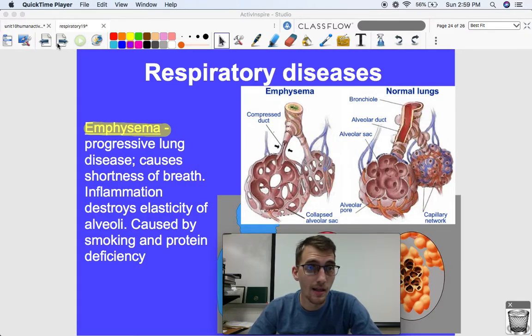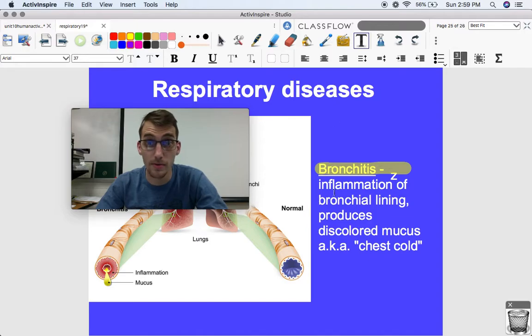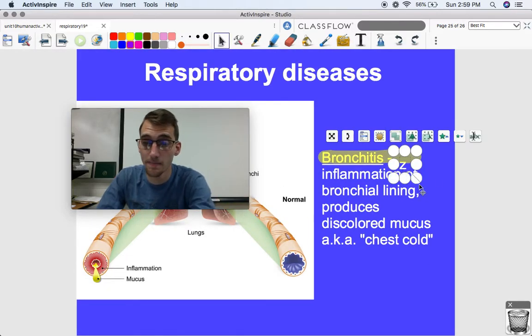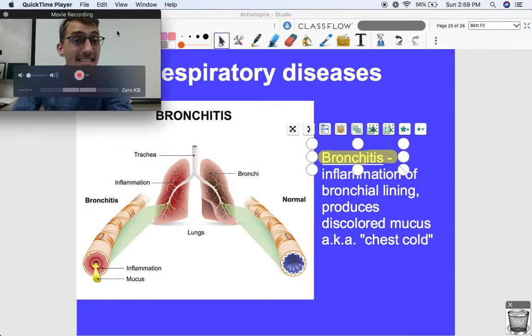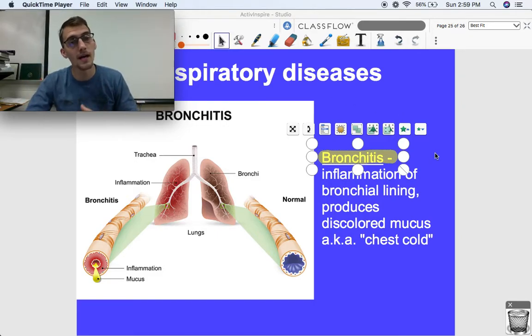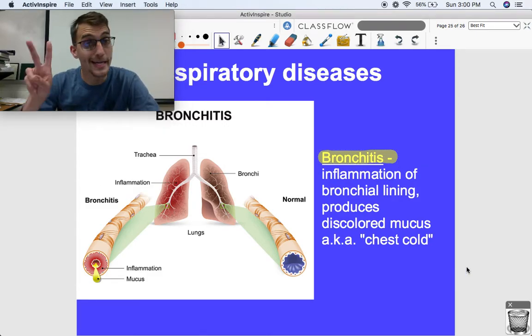Okay, last thing we'll talk about here is bronchitis. And it's very similar to asthma. I'm sure you've heard of it before, or you've had it before. It's very common. It's an inflammation of the bronchial lining, and it produces a discolored mucus. So when you're coughing up phlegm, it's the mucus produced by your mucosal layer that's supposed to be there all the time. When it builds up when your bronchi are inflamed, and so you cough it up and you get phlegm. That's bronchitis, or a chest cold.